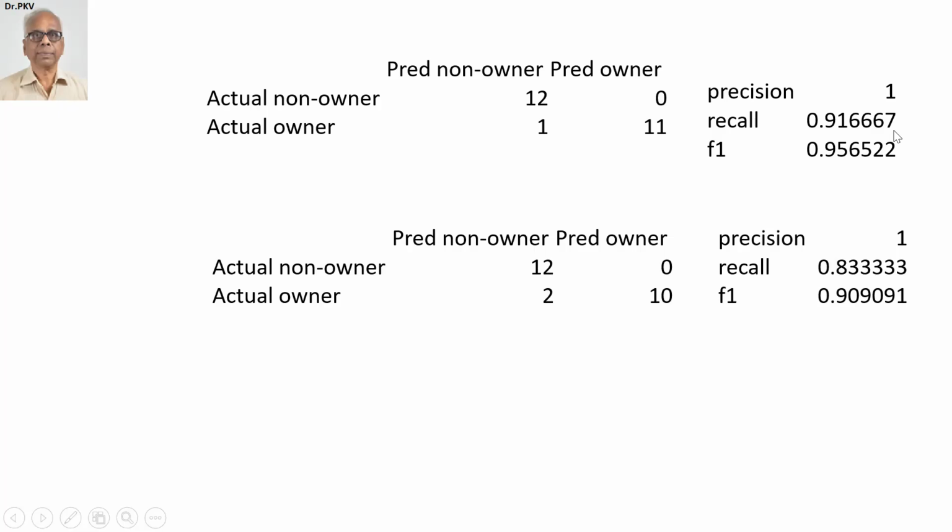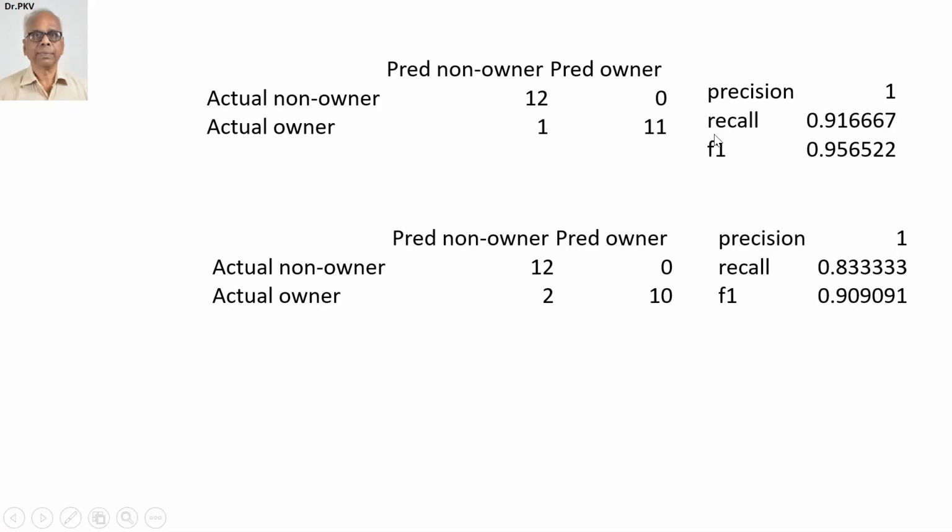What is precision? The precision is actual given prediction. So the number of owners predicted here is 11 plus 0 is 11. Actual owner is 11. So 11 divided by 11. In this particular case, it's a simple problem to illustrate. Every case, it will not happen. It's 11 divided by 11. So precision is 1. So precision, recall.